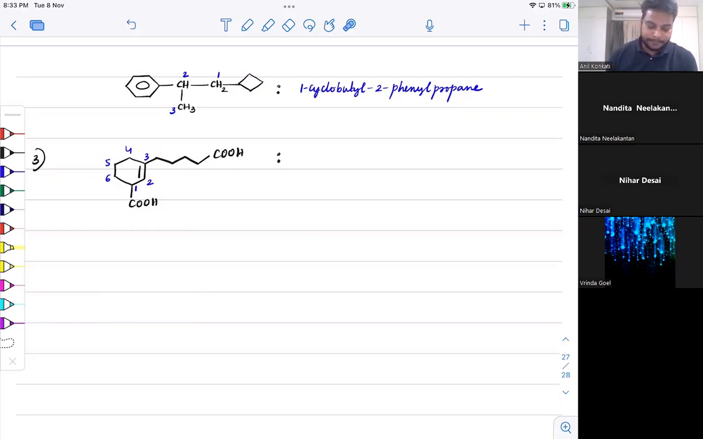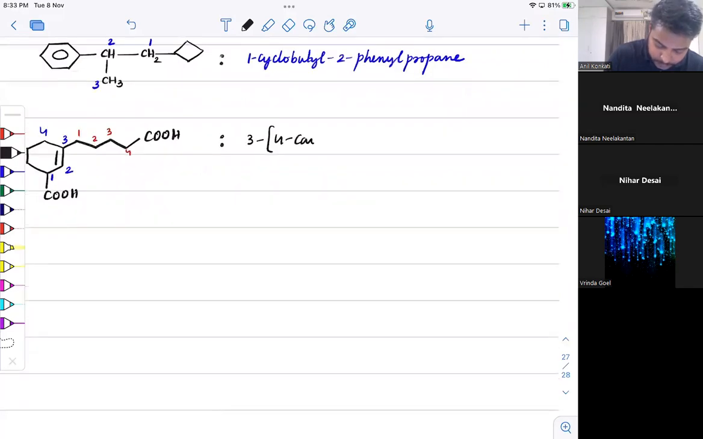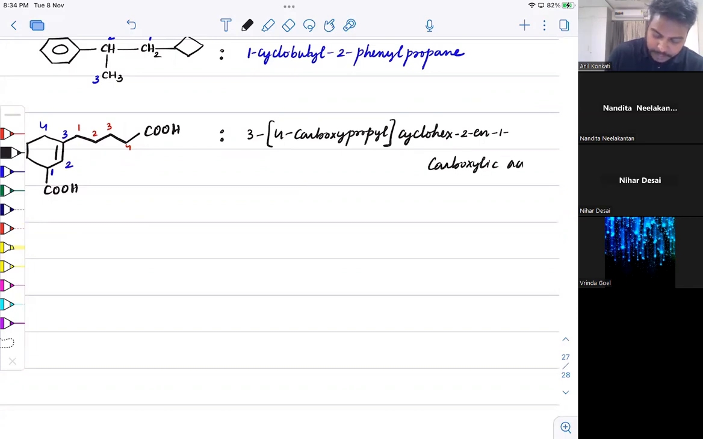Done? See, you need to check the number of carbons. 1, 2, 3, 4. So on the fourth carbon, I have carboxy. So you need to write that. On the third position, I have 4-carboxy propyl. This is what is connected. And this is cyclohex-2-ene-1-carboxylic acid. Check.